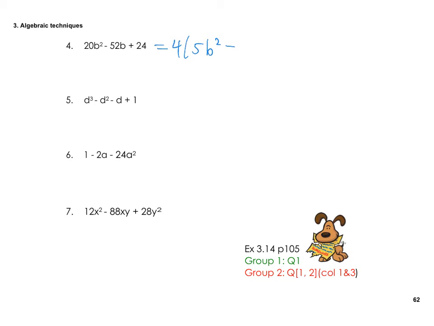Equals 4(5b squared minus 13b plus 6). So just to check, this times this, 20b squared. This times this, minus 52b, and 4 times 6, 24. This is now a non-monic trinomial, so drop across. So 5b squared, 5b and b.